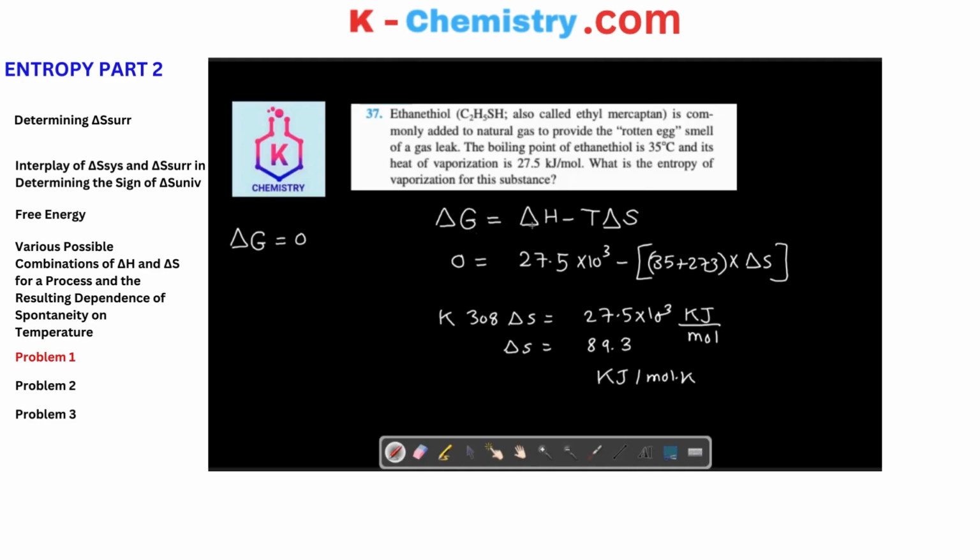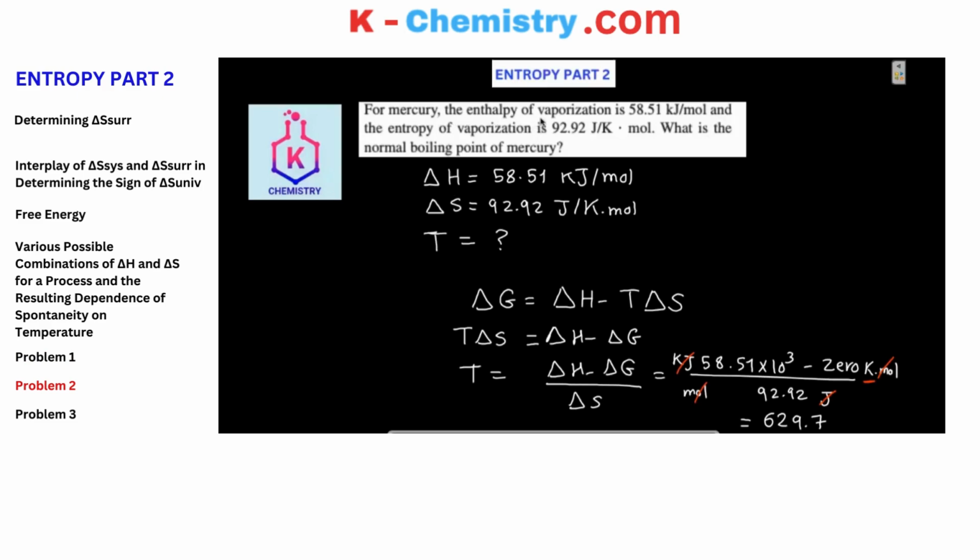I know that delta G is equal to delta H minus T multiplied by delta S. So I can find out easily by putting this as 0 and this as 27.5, and the temperature by adding 273 to get Kelvin instead of degrees centigrade. Then I can find easily by math the delta S, which is equivalent to 89.3 joule per mole per Kelvin. Don't forget to change the 27.5 kilojoule per mole into joule per mole by multiplying it by 1000, because this one has to be changed into joule, so I can compare it to the delta S.